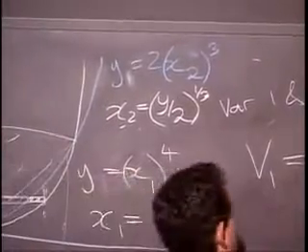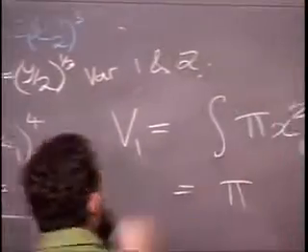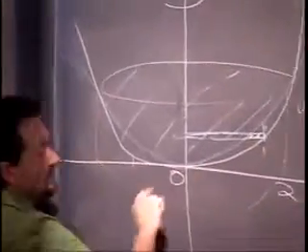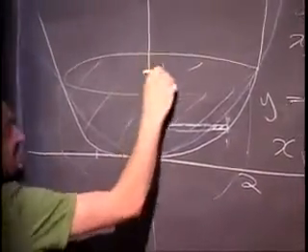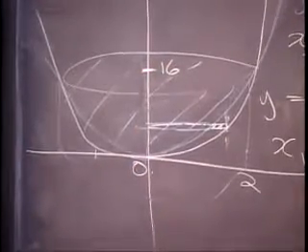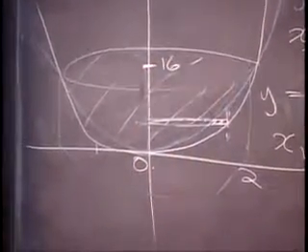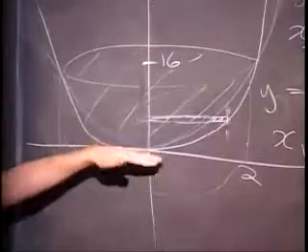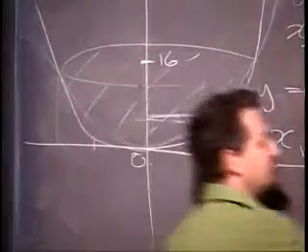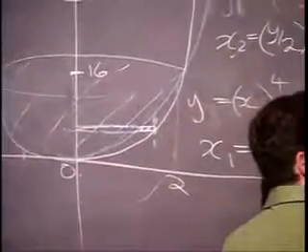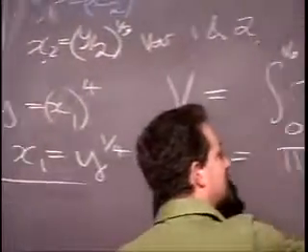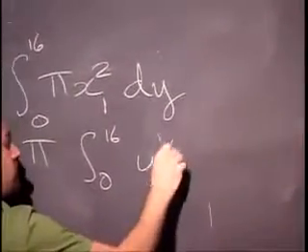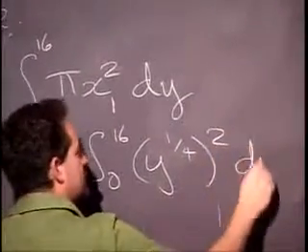So in any case, oh, and I didn't say where the integral went from. This was from 0 to 2. This integral has to go from 0 to 16. Remember, the intersection point was (2, 16). And we're integrating with respect to y, so we need points on the y-axis. So we need pi times the integral from 0 to 16 of (y to the 1/4) all squared dy.